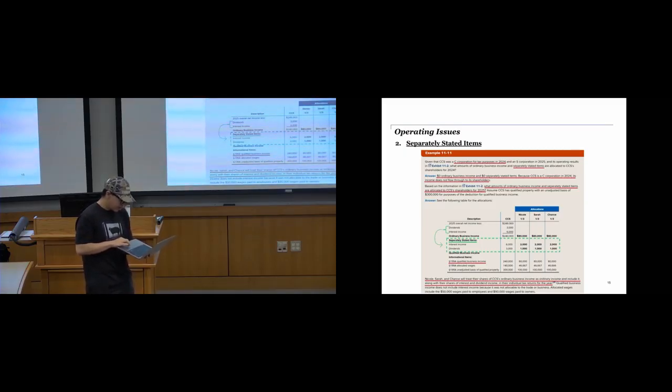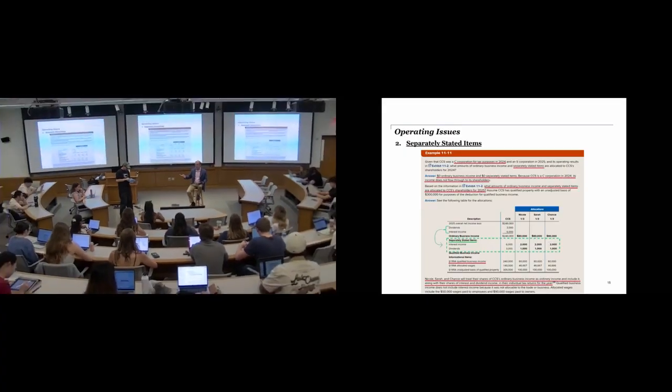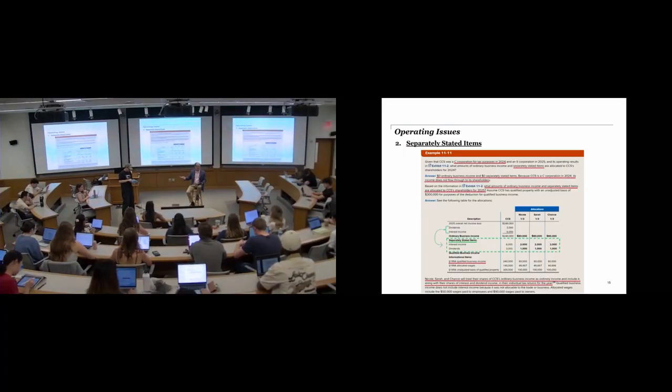So let me pause you there. If someone tries to get tricky and asks you what the separately stated items and the shares of ordinary income or loss are, and somebody tells you it's a C corporation, it's a zero, right? There's no reporting up.